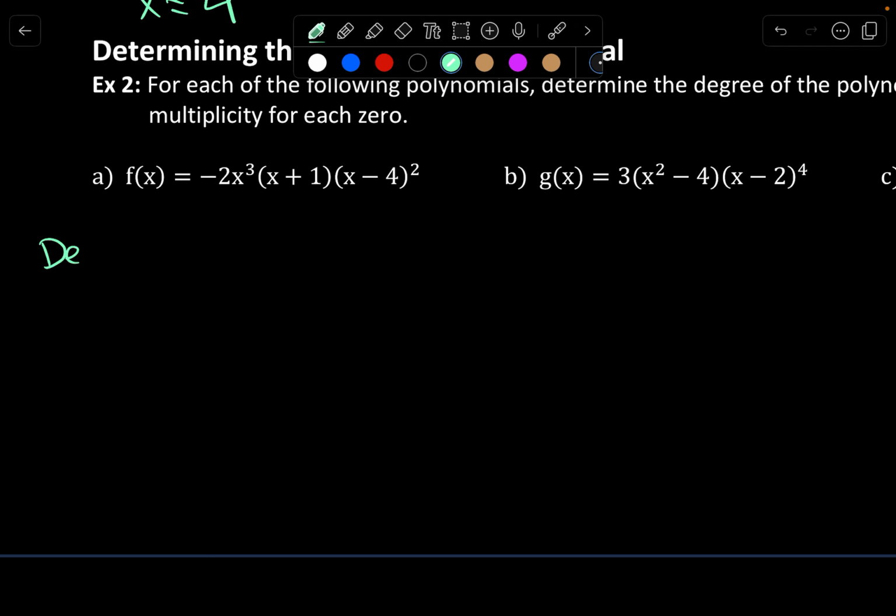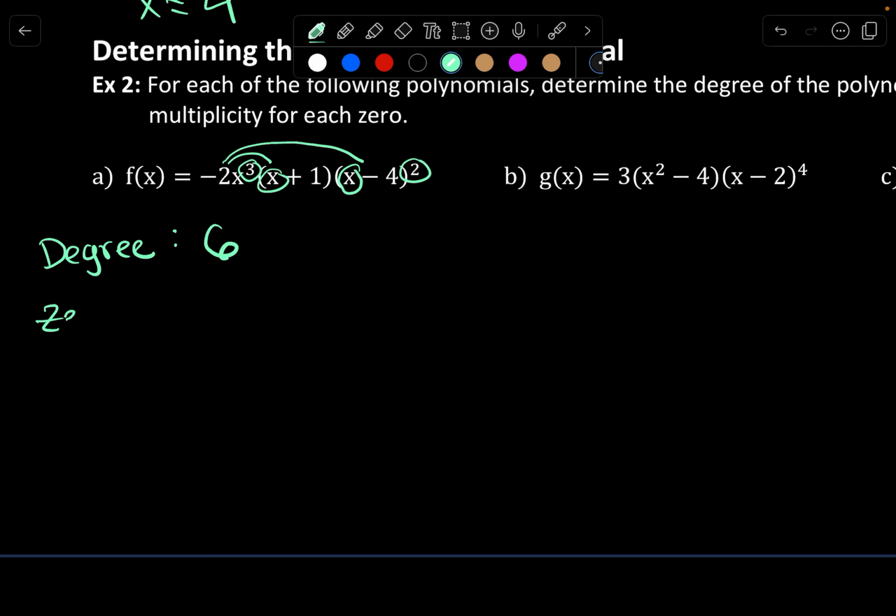For the degree, I want to think of distributing all of the x's together. So I have x cubed times x, which is x to the fourth, and then I have over here technically x squared, because if I expand that binomial, the leading term is x squared. So we have x cubed times x, which is x to the fourth, times x squared, which is x to the sixth. So we have a degree 6 polynomial.